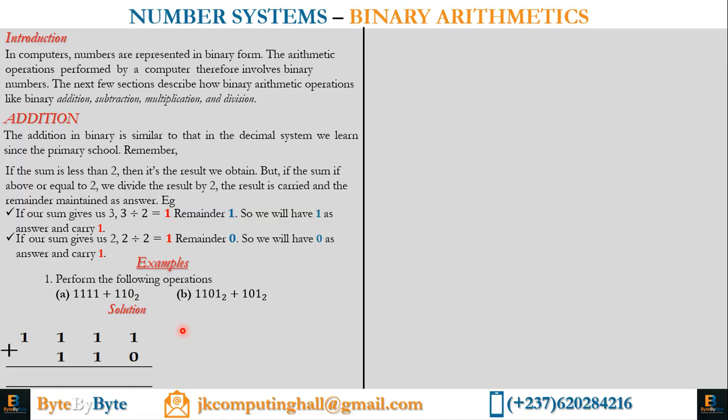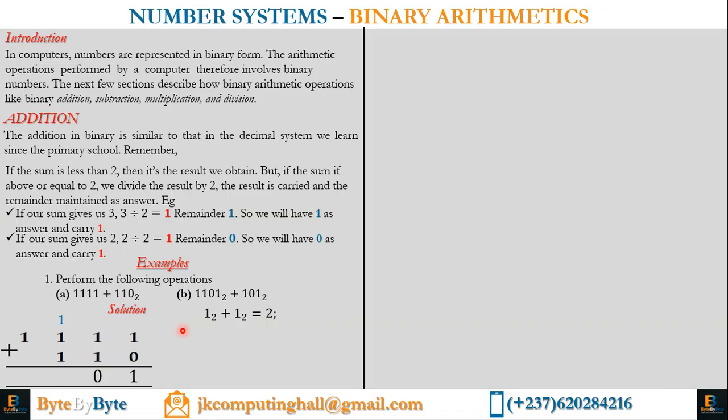So now 1 plus 0 is 1. There's no problem with that. 1 plus 1 gives us 2, and 2 is already equal to the base, and we know that in a particular base system we cannot have a digit equal to that base. So when we take 2 divided by 2, it gives us 1 remainder 0. So I write the 0 and I carry 1, as you can see.